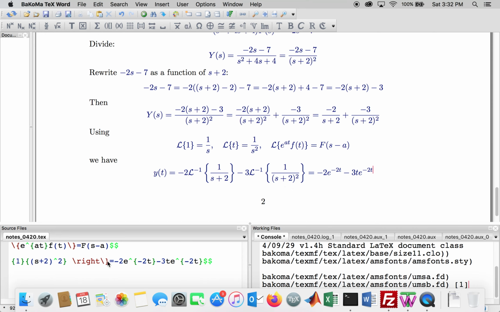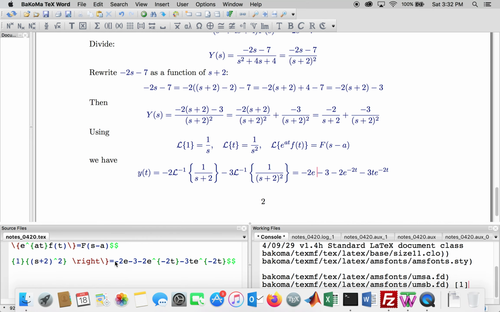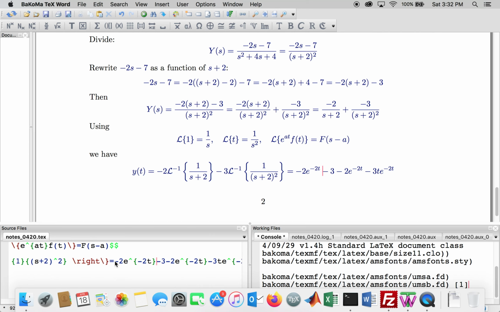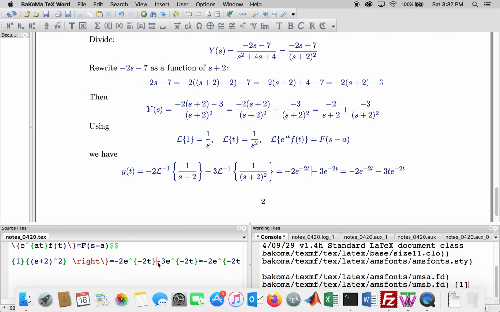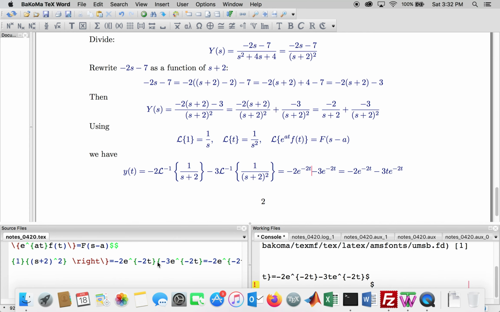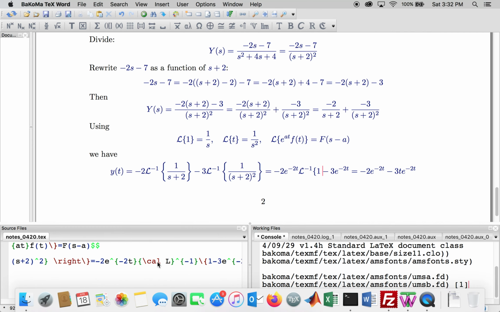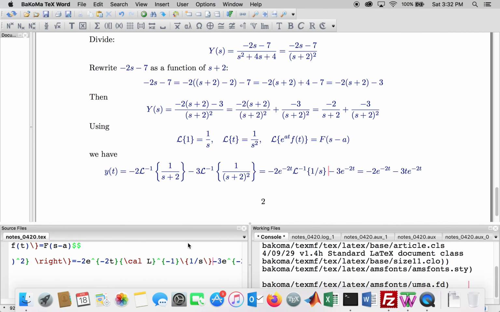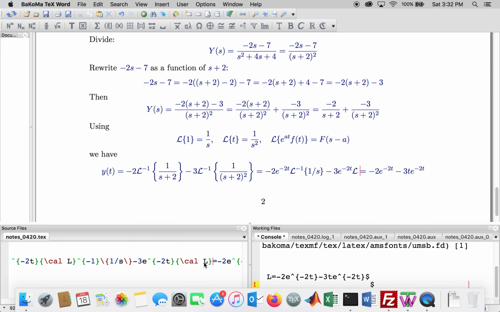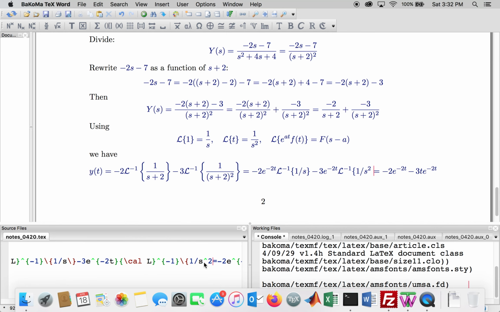Okay, I'm going to fill in an intermediate step. So that's the same as saying e to the minus 2t times the inverse transform of 1 over s, and then in the other term we have the inverse transform of 1 over s squared.